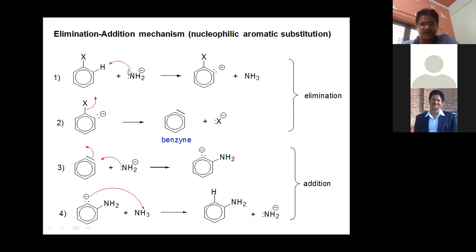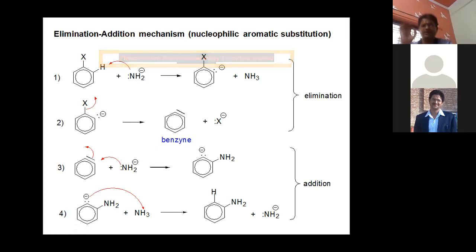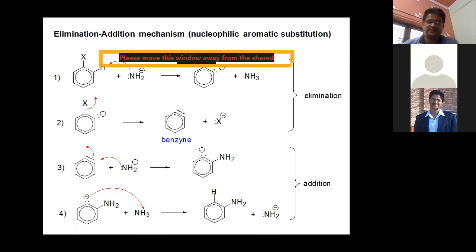And then, because when H plus moves out, there is a sigma bond, and that sigma bond converts into a negative charge. This is a very simple reaction. In the first step, there is removal of H plus ion. So it is called the elimination step.